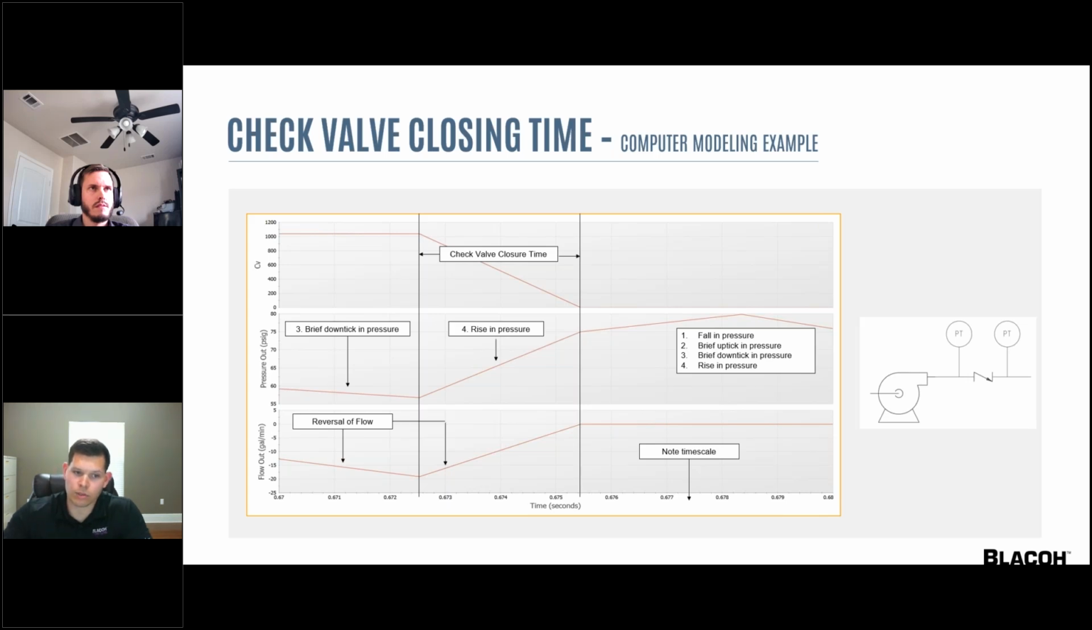You can see how the pressure is dropping during step 3 and then rises when that return wave closes the valve, which is our step 4. Now that we have this list to follow, we can use it to find the check valve closing time with an actual transient pressure monitor.